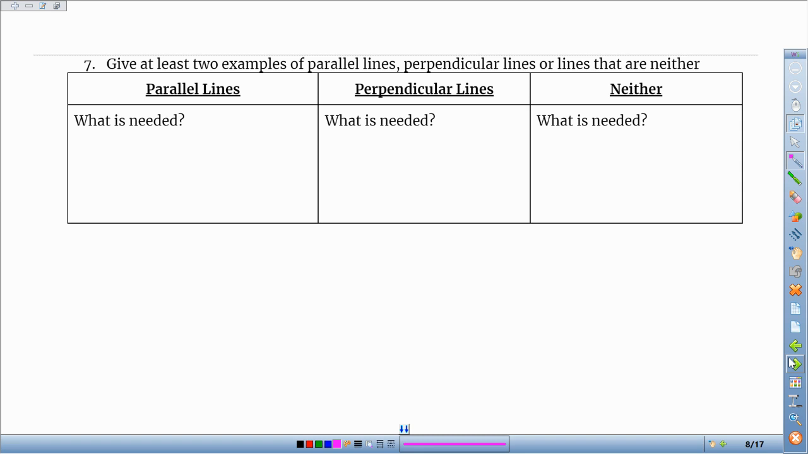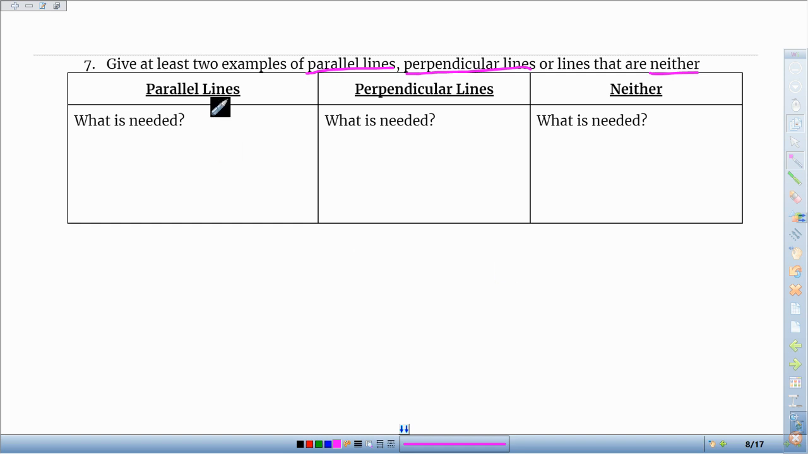Okay, moving on from here, this question is actually asking us something that we haven't gone over yet. It's a really straightforward idea. So let's take a look at what it's asking. It says, give at least 2 examples of parallel lines, perpendicular lines, or lines that are neither. Let me give you a crash course on this. This is something I'm sure you learned in Algebra 1 or maybe earlier.